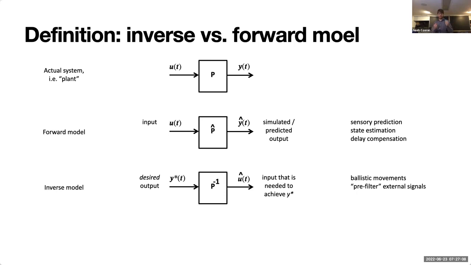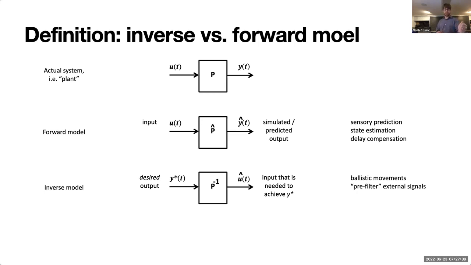So the topology would be you have an actual control signal going out to your plant, and you have a copy of that control signal going to your internal model. Your internal model then produces an expectation of what the sensory output would be, in one example of a use of a forward model. Then you can compare those and see how off you were and make corrections to your internal state estimate.